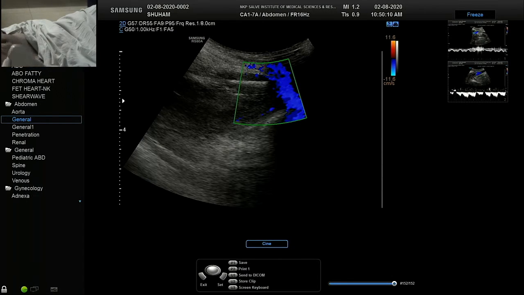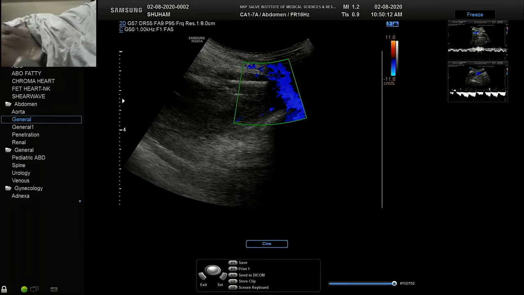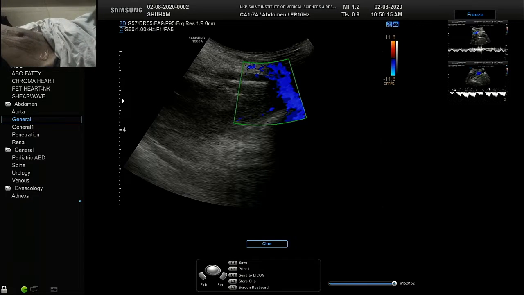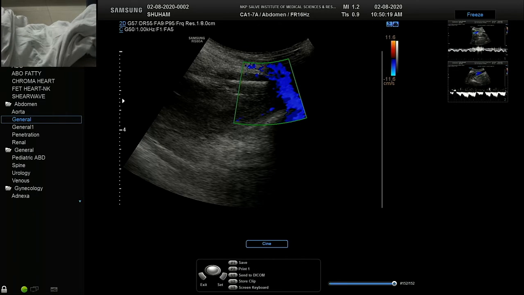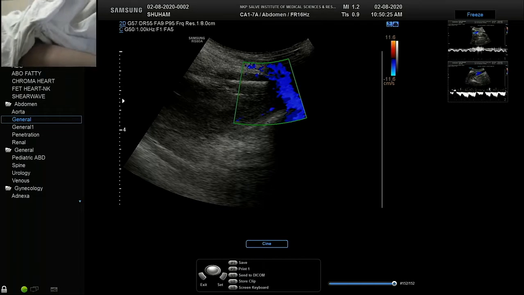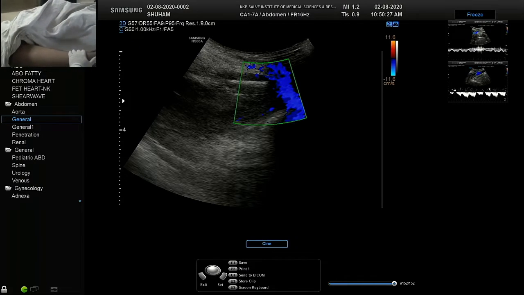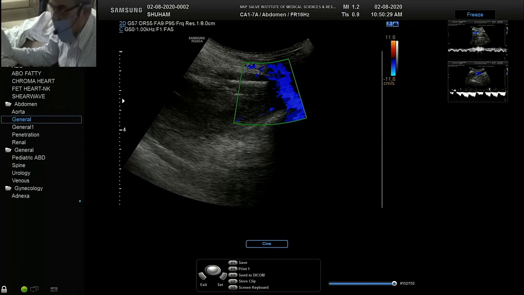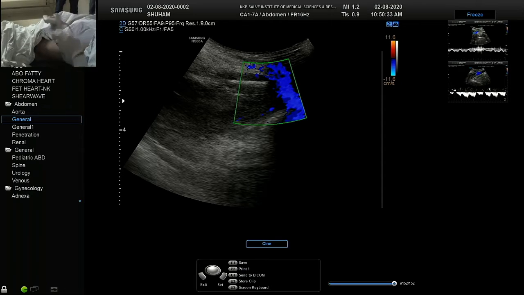Now we will change our probe here. From convex we will take a high frequency linear probe. We will change his posture. The leg, the thigh is externally rotated, the leg is a little bit flexed. He should relax. That is very much required. And then we change our probe to a high frequency probe.